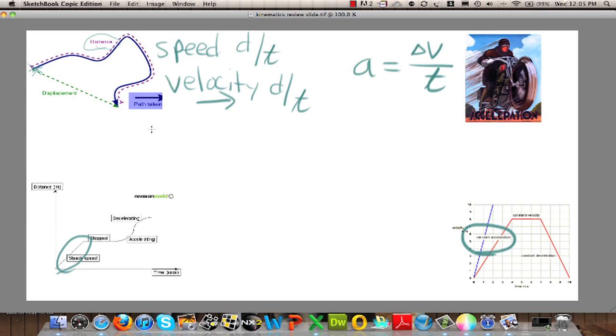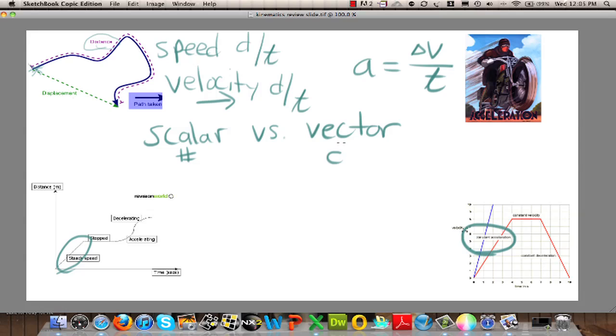We also looked at the words scalar versus vector. Scalar quantities are quantities with a magnitude only, a numerical value, a number. So speed, distance, those just have numerical values. Other things like mass would just have a numerical value, time, no direction at all.